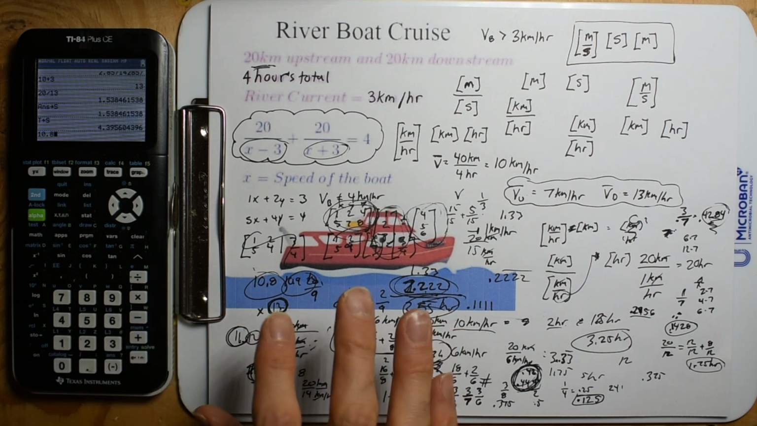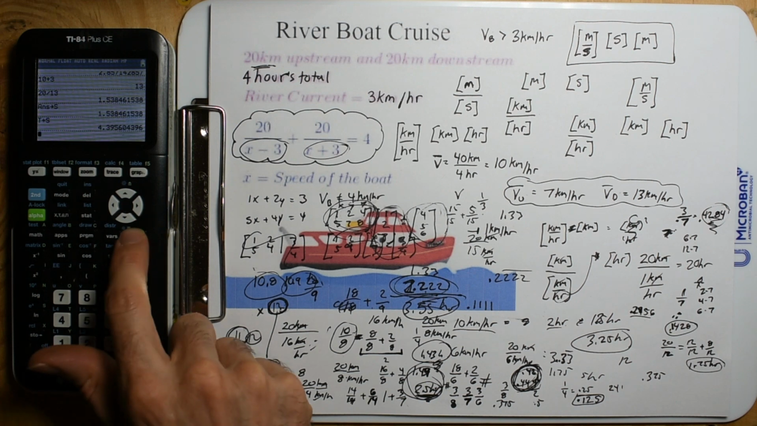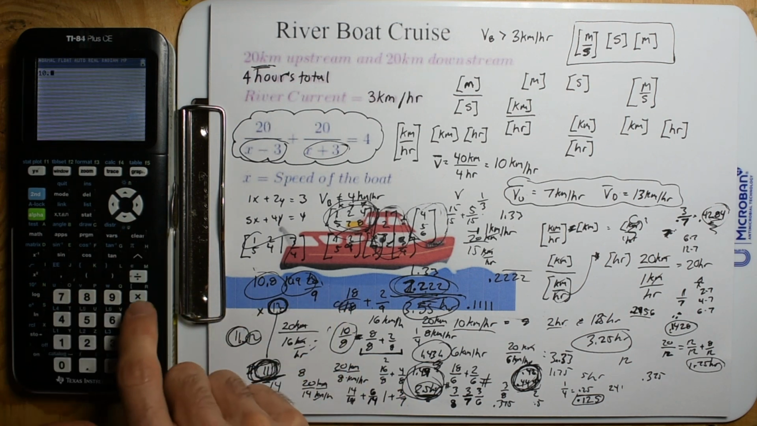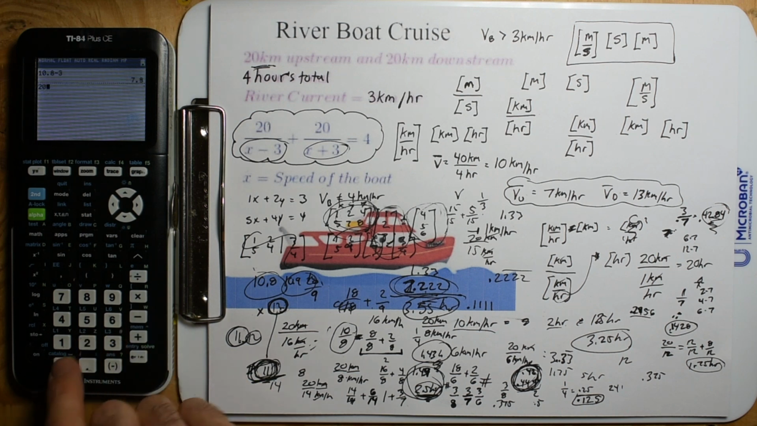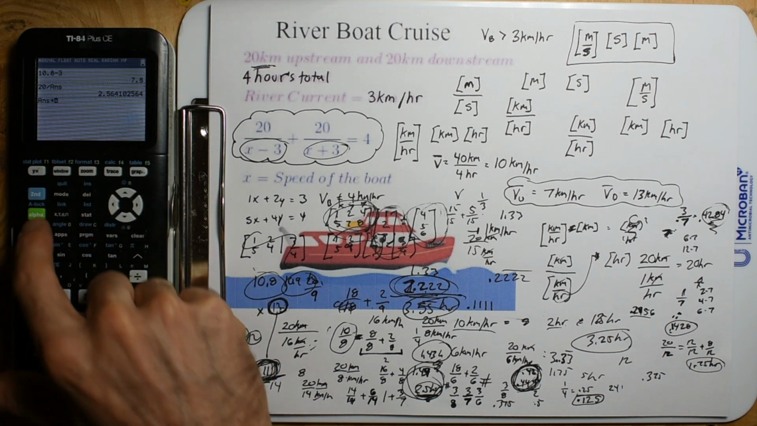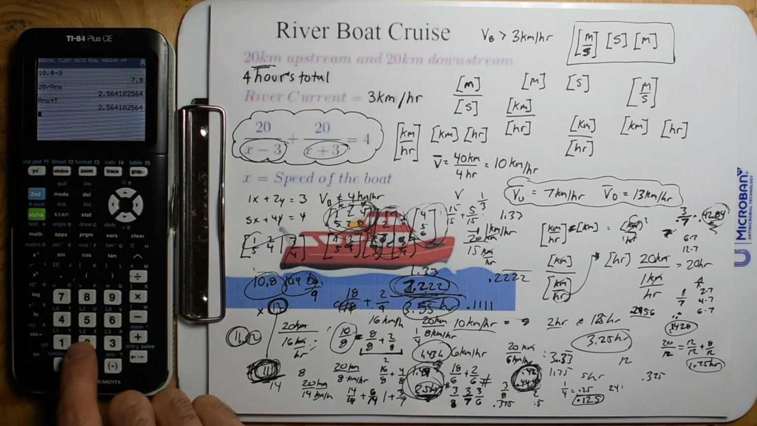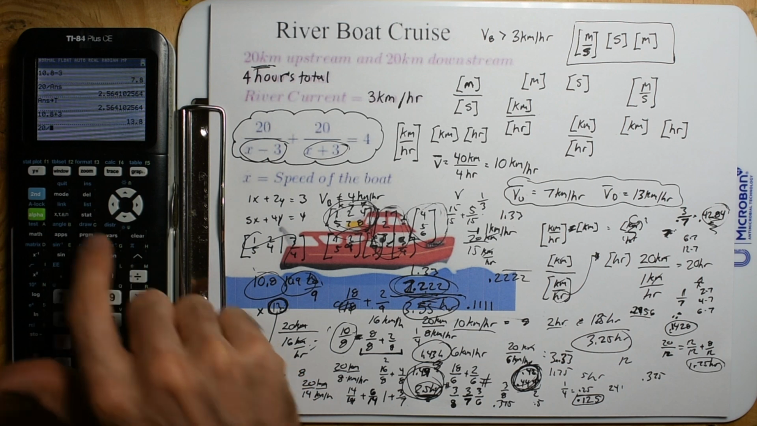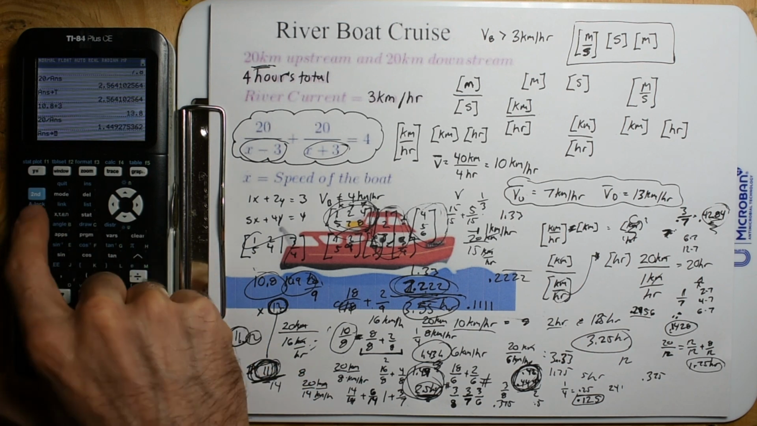You know, I think that's even too slow. So we're going to do 10.8. So 10.8 minus 3, and then 20 divided by that answer. Cool. Stored as alpha t. And then we're going to have 10.8 plus 3, and then 20 divided by that. Store that as alpha s.